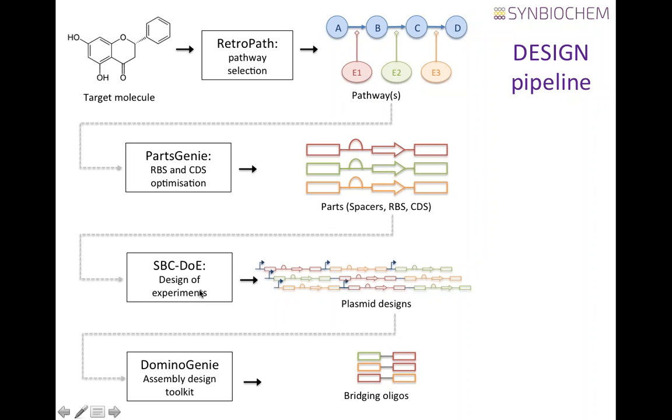I'll mention briefly this approach of design of experiments. This allows us to generate combinatorial libraries in a sensible way. If we are expressing multiple enzymes in a pathway, there are many combinations of how we can arrange these parts, and those combinations can increase to quite a large number very quickly. So what we're trying to do with the design of experiments approach is to limit those to a sensible number that we can express and we can screen.